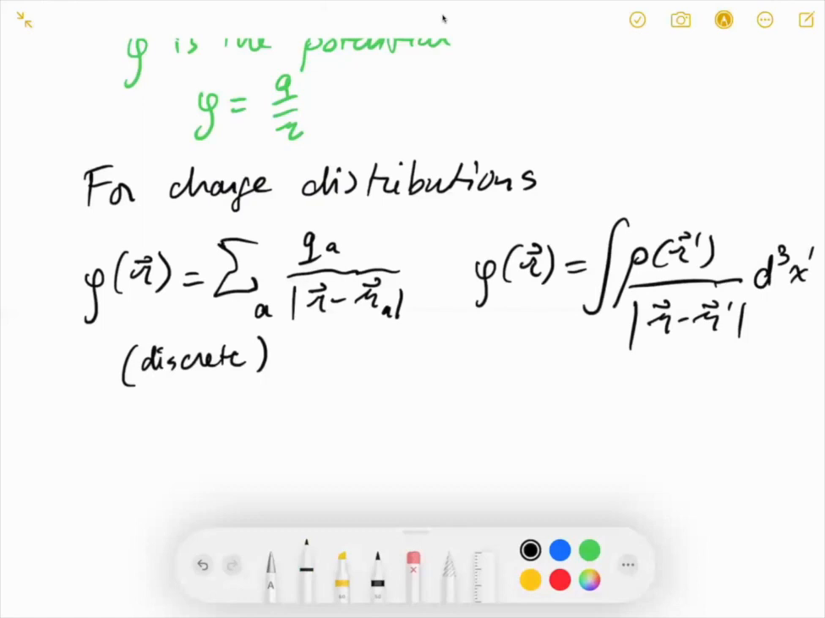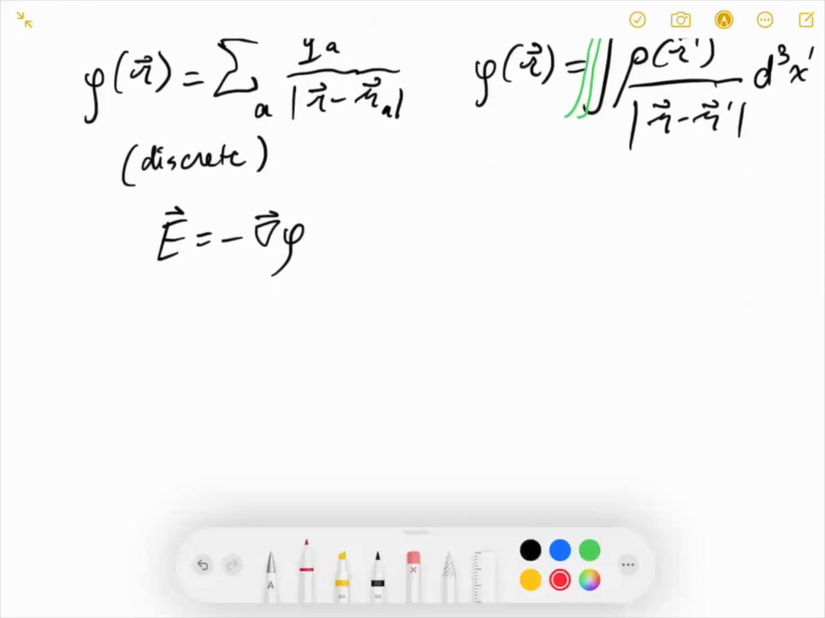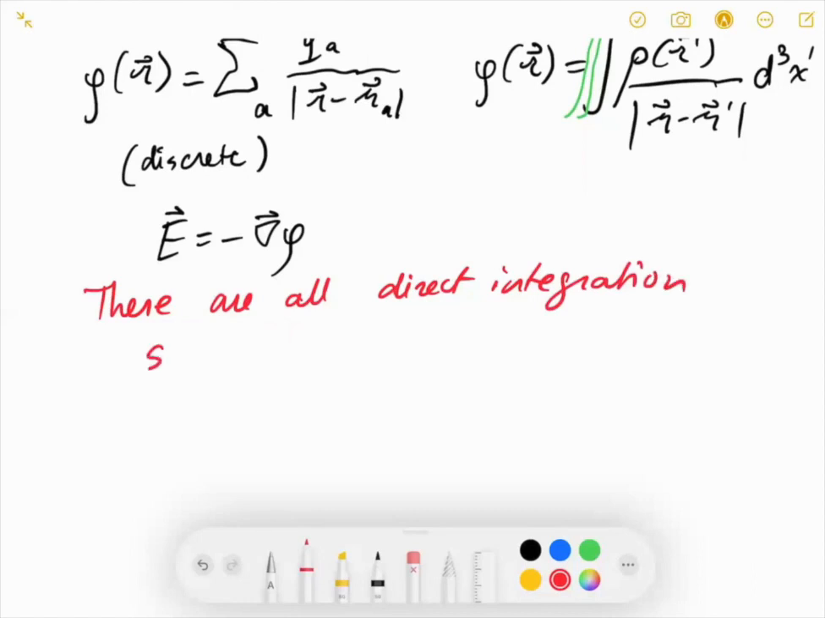So strictly speaking, there's supposed to be two more integrals. So E is minus the gradient of that phi. And then note that these are all direct integration solutions. All right.